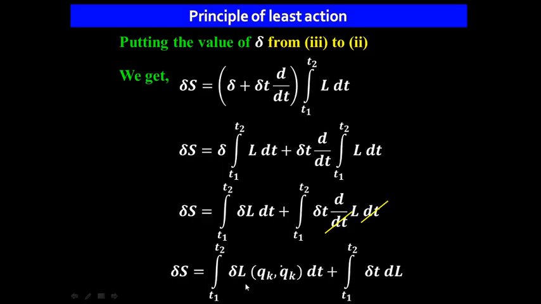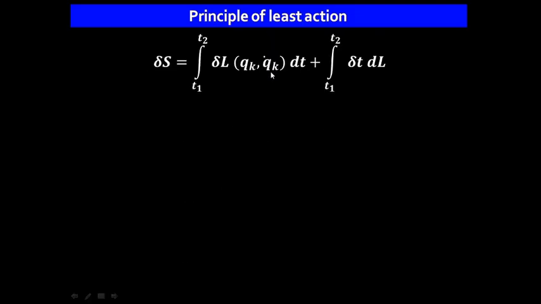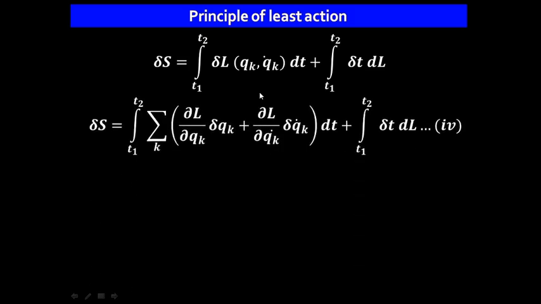Okay, we will solve this delta L by using the chain rule. After applying the chain rule, we take the partial derivative with respect to qk into delta qk, then the partial derivative with respect to qk dot into delta qk dot, with the sign of plus.